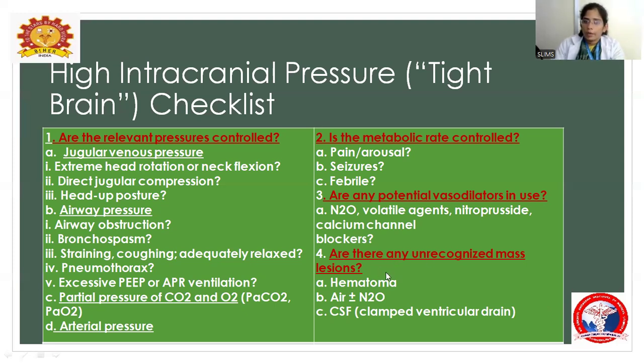Then, if there is any unrecognized mass lesions, that is hematoma, air plus nitrous oxide, that is air embolism, CSF, clamped ventricular drain, these have to be ruled out. So for increased intracranial pressure, we use this checklist, which is called the tight brain checklist. Okay. So first being whether the pressures are controlled. Second is metabolic rate. Third, is there use of any potential vasodilators, and fourth will be mass lesions.